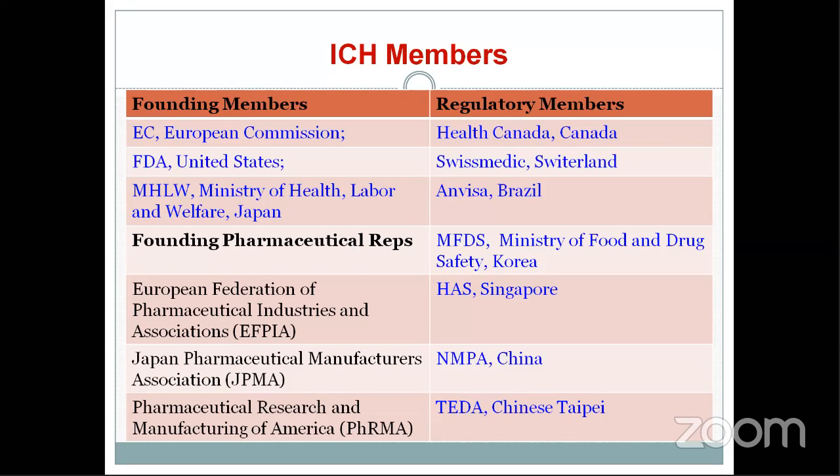And as I mentioned, these are all the ICH members. These are the founding members, which started with the European Commission, the United States and Japan. And Health Canada and Swissmedic, these are all the regulatory members, and ANVISA. Just note that the pharmaceutical representatives also participate in the discussion, and they also make suggestions on how to revise this, what kind of explanation needs to be given, and all that. So these are some of the ones I listed here which are involved in the decision-making or policy-making process during the revision of the ICH guidance.